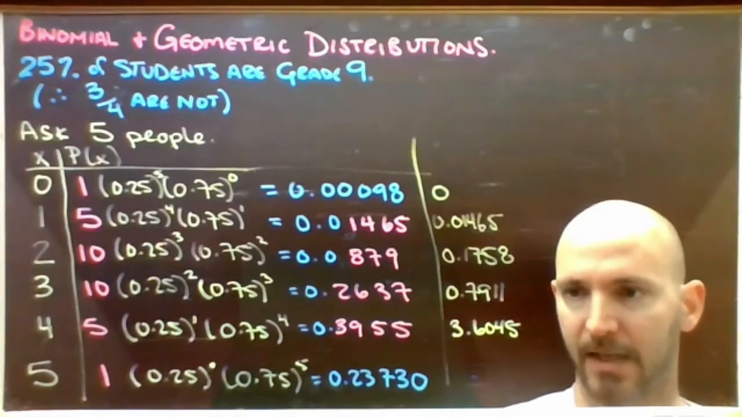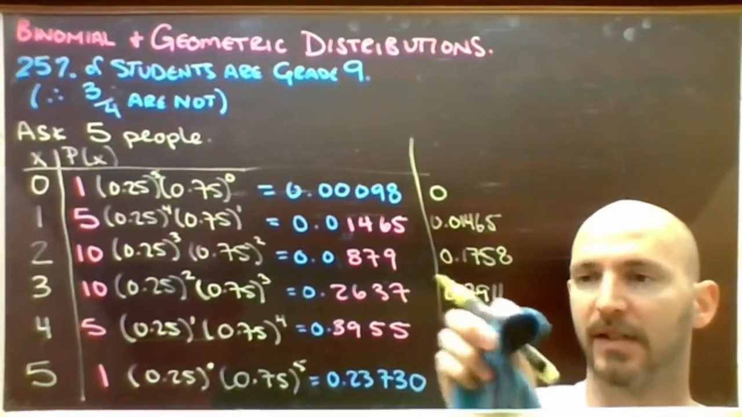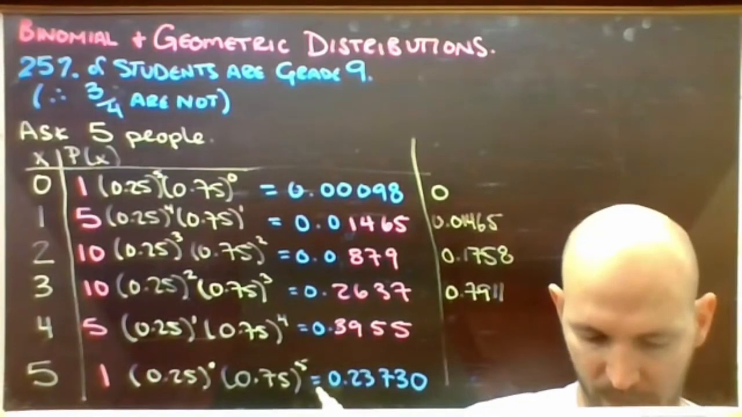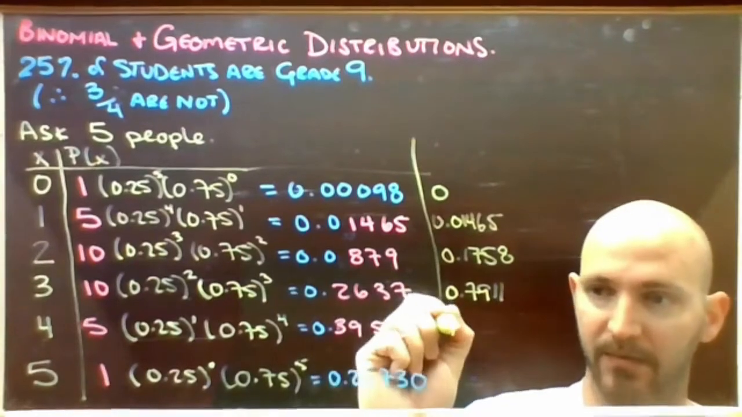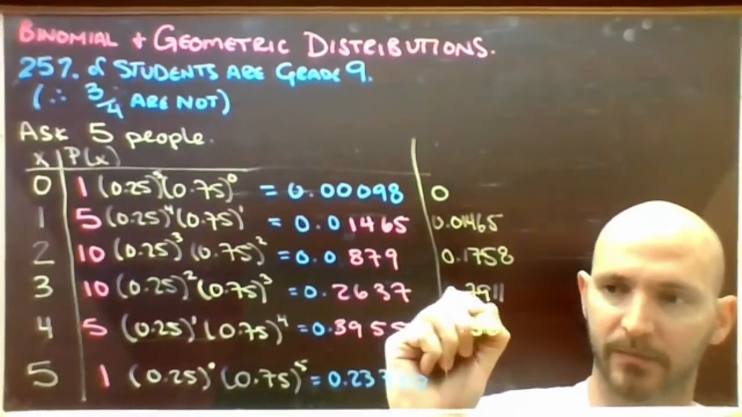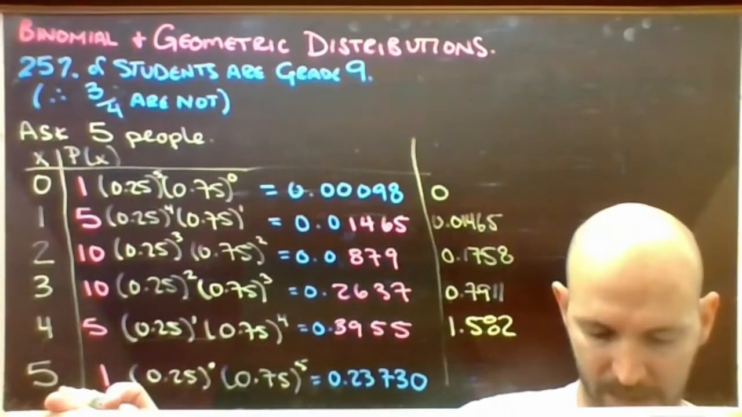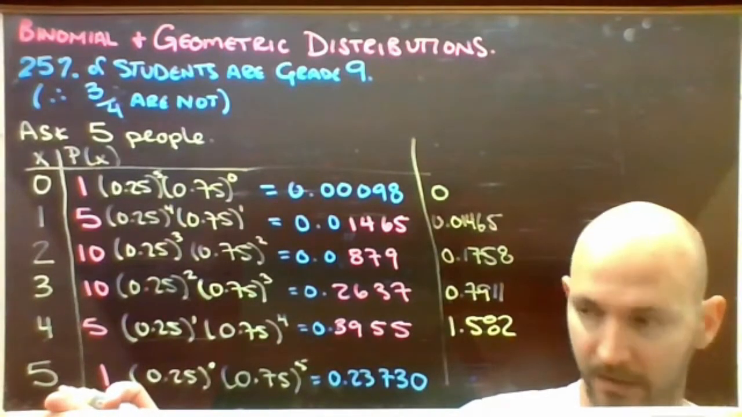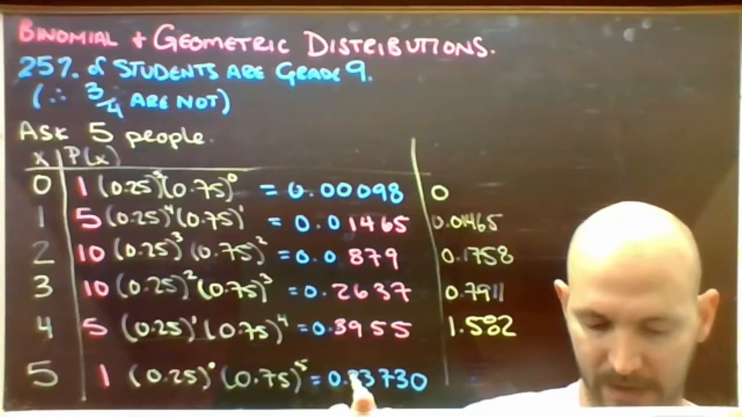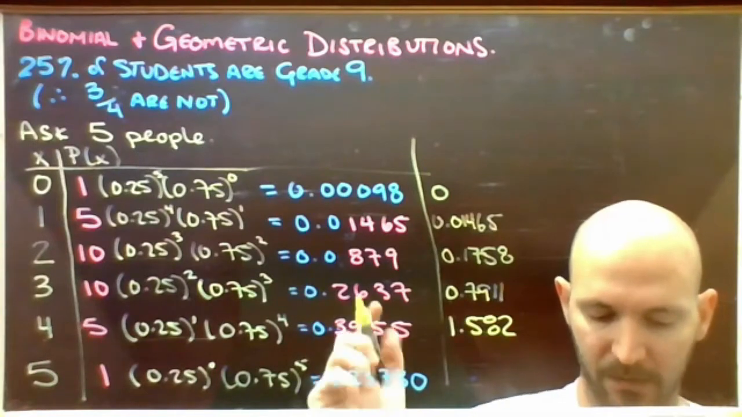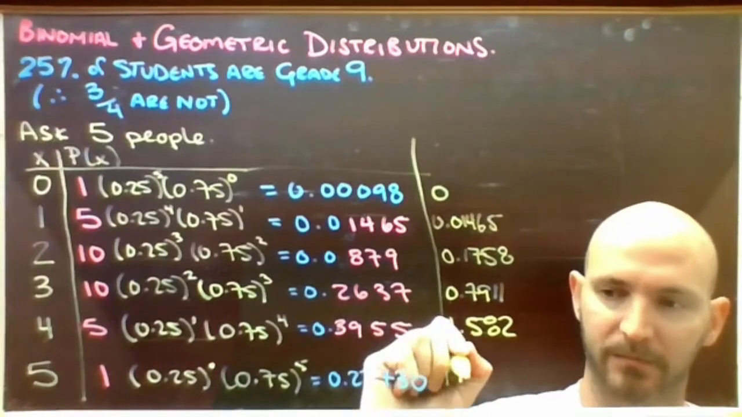No, I think I hit subtract, not multiply on that. Let's try that again. 4 times 0.3955, that's better. It's 1.582. And then 5 times 0.2373 gives me 1.1715.